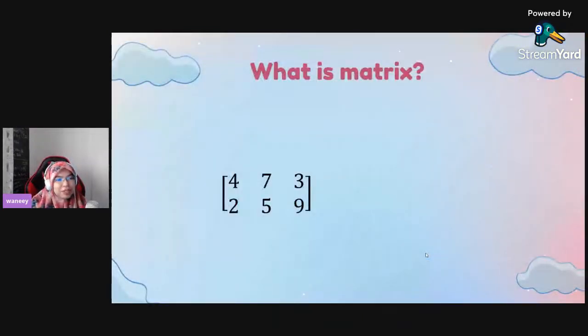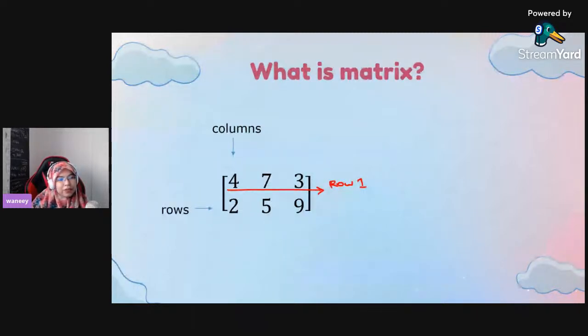Okay, so what is a matrix? For example, I give you 4, 7, 3, 2, 5, 9. In a matrix, we have two things that we need to know. The first one is the rows and then the columns. For example over here, 4, 7, 3 is also known as row 1. 2, 5, 9 is known as row 2. And then the columns are somewhere over there.